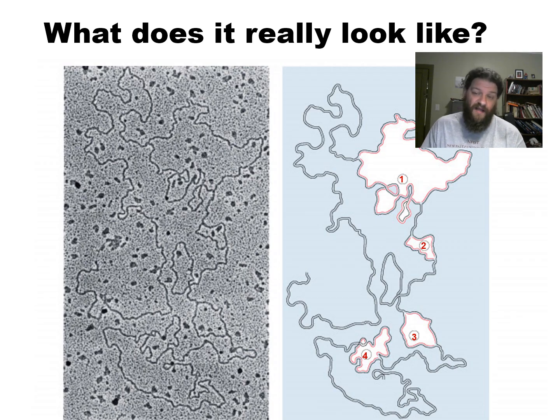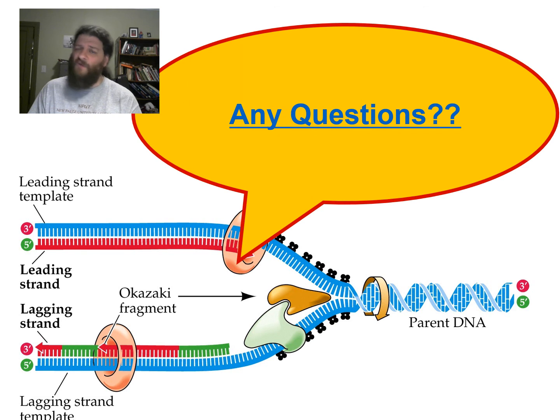To take a look at what a replication bubble actually looks like, here's 4 different replication bubbles. It's a little hard to see. That's why there's a little guide there over to the right. But you can see that there's numerous places where helicase is doing its job and all the other enzymes are working away. We'll leave it there.